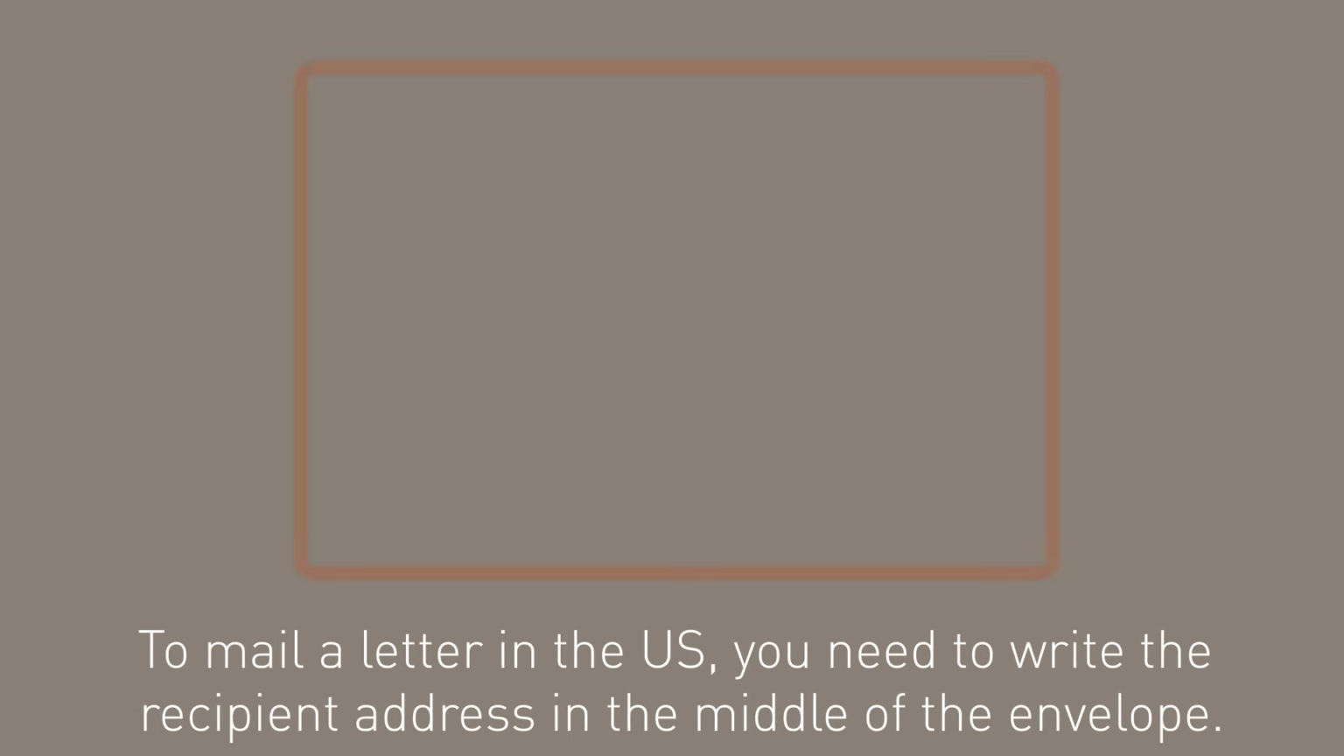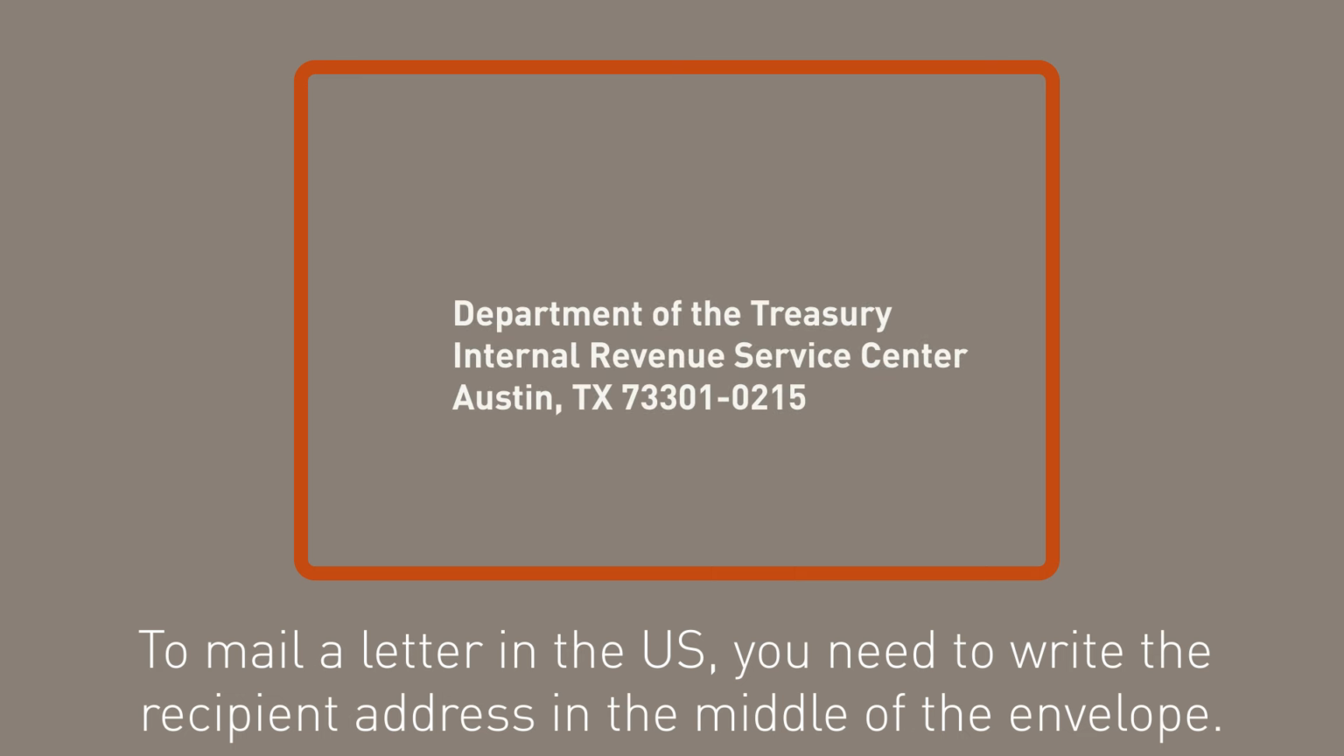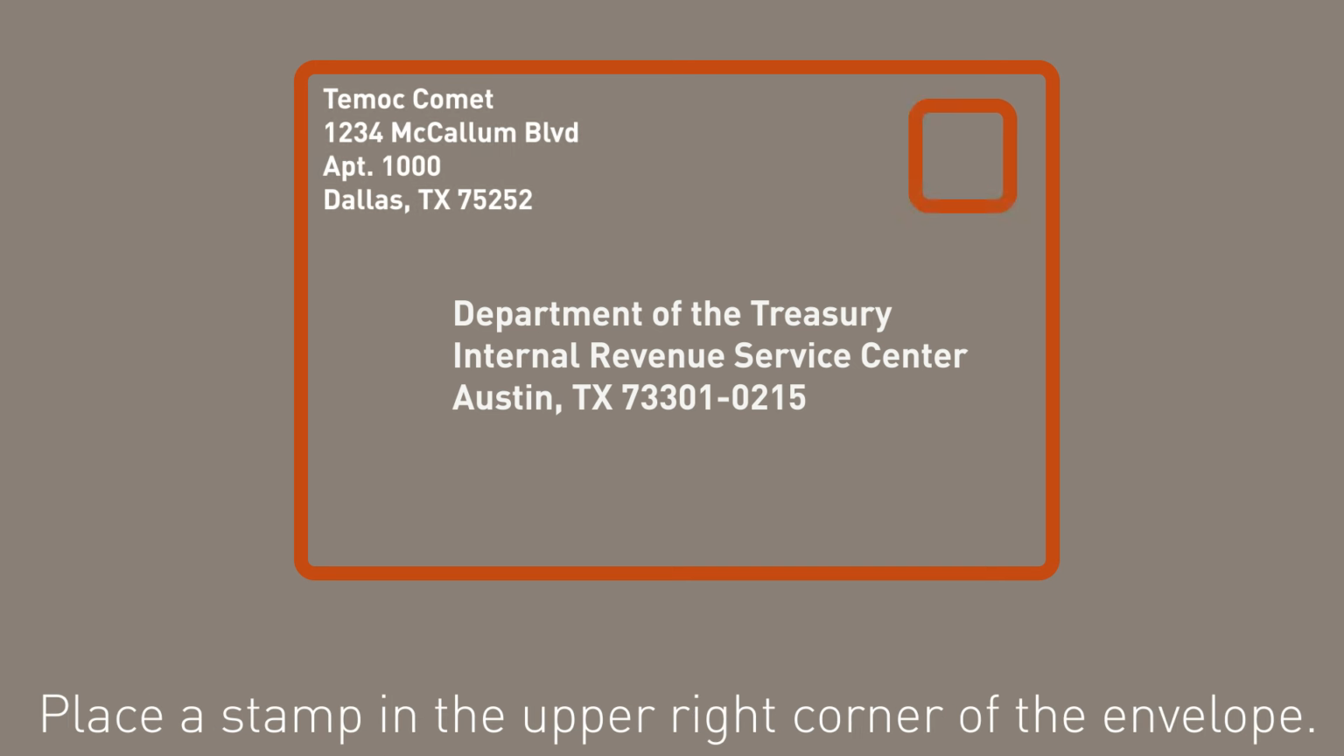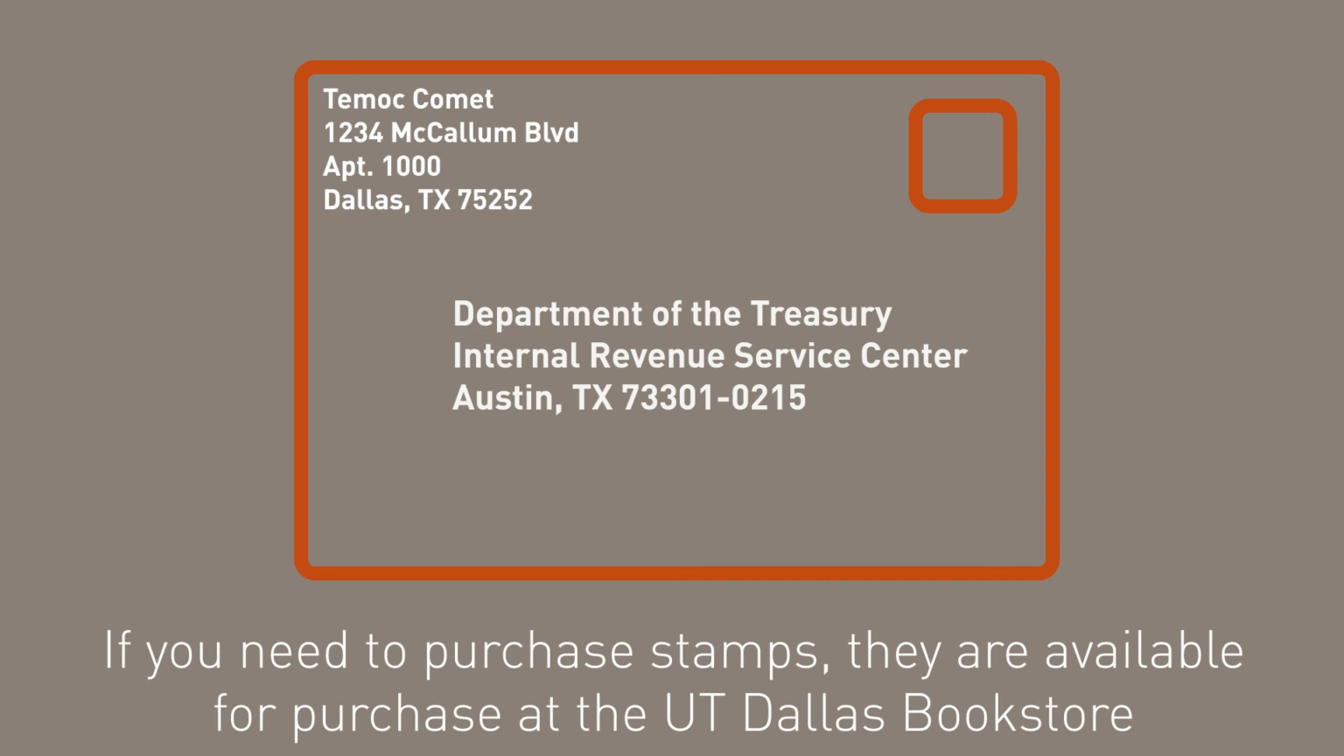To mail a letter in the U.S., you need to write the recipient address in the middle of the envelope. In this case, the IRS is the recipient. Write your name and address on the envelope in the upper left corner. Place a stamp in the upper right corner of the envelope. If you need to purchase stamps, they are available for purchase at the UT Dallas bookstore and Comic Card office.